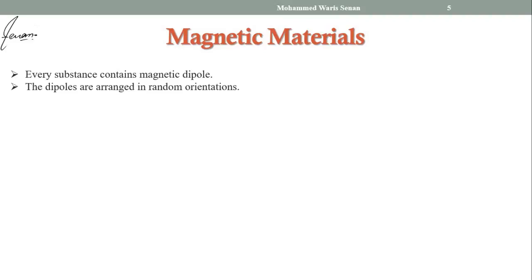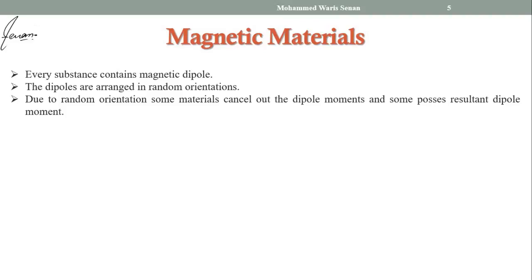Due to the random orientation of the dipoles, some of the dipole moments cancel each other. In some materials, the overall dipole moment will be 0. And in some of the materials you will find we have a resultant dipole moment. We are talking about magnetic dipole moment, not electrical dipole moment. So in some of the materials we have some dipole moment, and in some of the materials we don't have any dipole moment. It doesn't mean that that particular material does not have dipole moment inside it. They have, but the overall dipole moment will be 0 because the orientation is random. So it might be possible that they cancel each other.